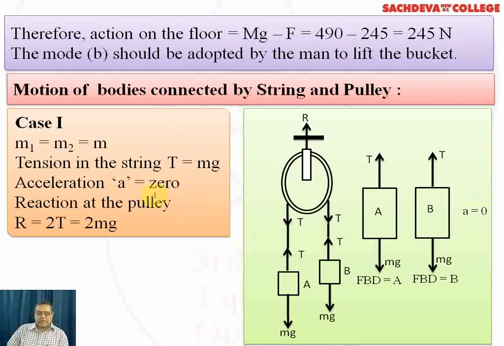Now we have to go through case 1. M1 equal to M2 is equal to M. The tension in the string T is equal to mg, acceleration a is 0, and reaction at the pulley is 2T. When we calculate this reaction, it will become 4m1 m2 g over m1 plus m2. So 2T is equal to 2mg. Both forces are downward, so it is 2mg, and 2T is upward. 2T is equal to 2mg. 2 will cancel off and T will be equal to mg.